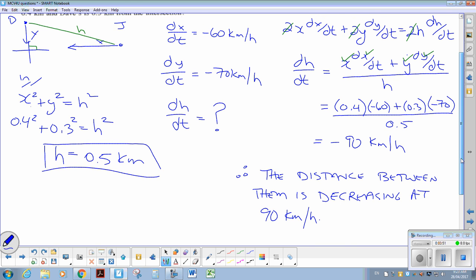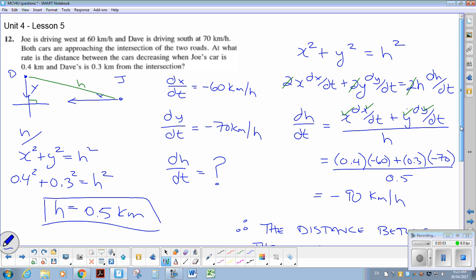So if we go back and think of it in terms of your vectors course, the relative perception of Dave and Joe, if they're looking at each other or can see each other's car, it looks like they're approaching each other at 90 kilometers an hour. That's really what we just calculated there, relative motion.